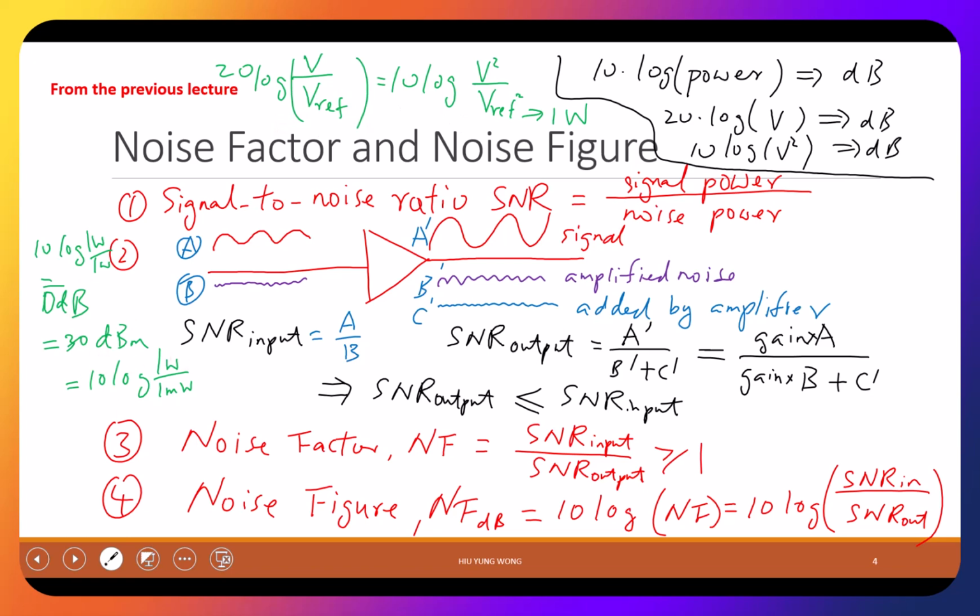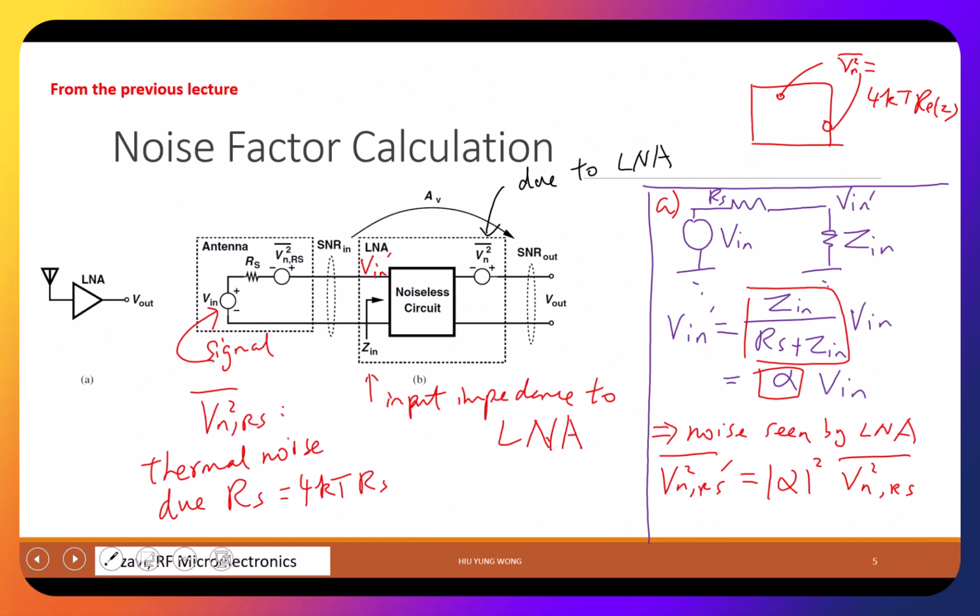Any questions? The main point on this slide is to understand what signal to noise ratio is, and what noise factor and noise figure are, and don't make mistakes. You should be able to appreciate and understand it. This is the basic. Okay, any questions? If not, then we go back to the noise factor calculation.